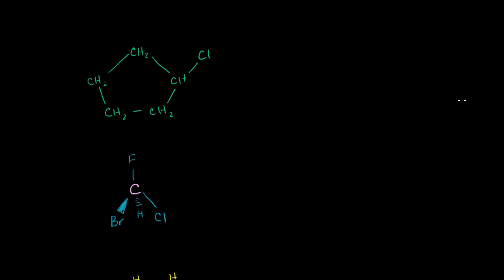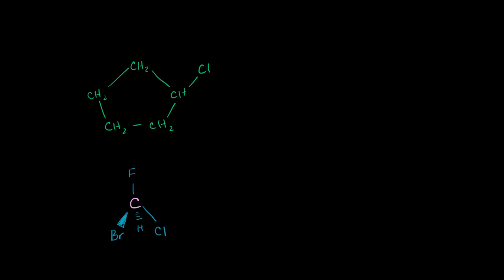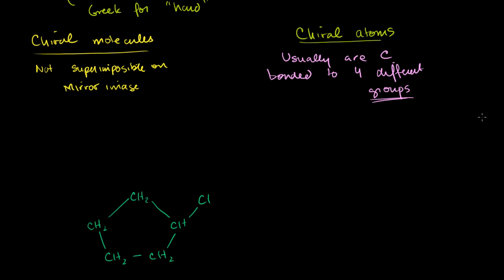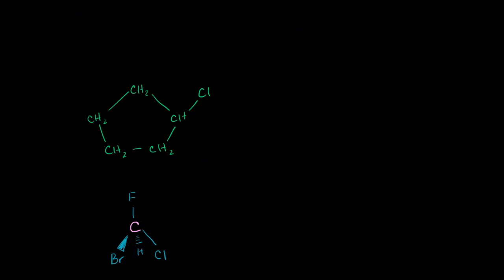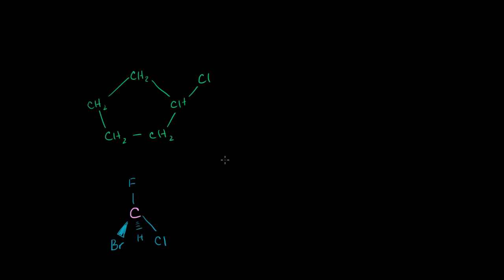So here I have, what is this? This is chlorocyclopentane. So the first question is, do we have any chiral atoms? When we look at our definition of chiral atoms, it all comes from this notion of handedness and not being able to be superimposable on your mirror image. But we said that they're usually carbons bonded to 4 different groups. So let's see, do we have any carbons here bonded to 4 different groups?